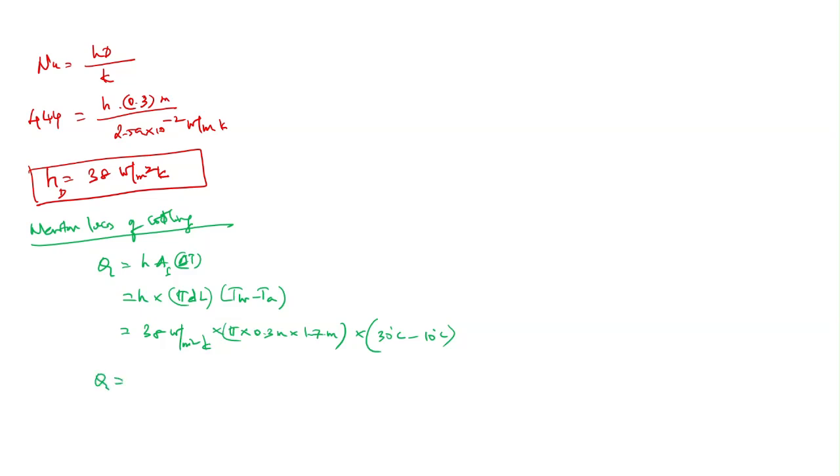After the careful substitution, you get the rate of heat lost by the man, Q lost, which is nearly equal to 1220 watts. That may be approximately 1270. In some cases it may go to 1200 watts, and in some cases to 1230 watts, depending upon the decimal values you substitute for the Prandtl number as well as the Reynolds number.